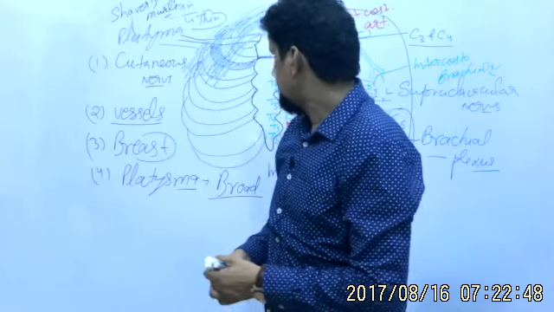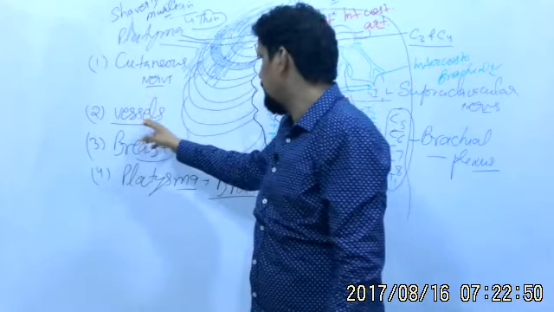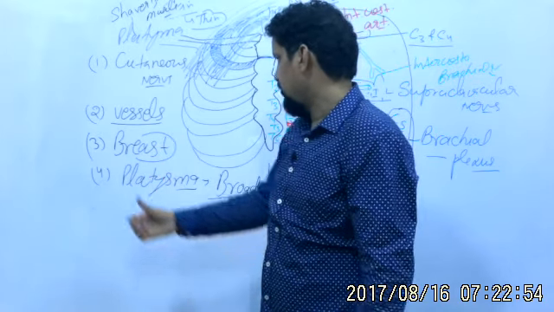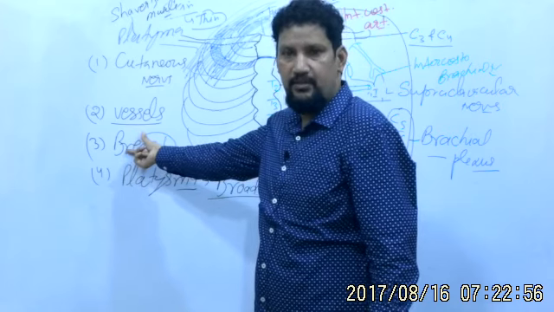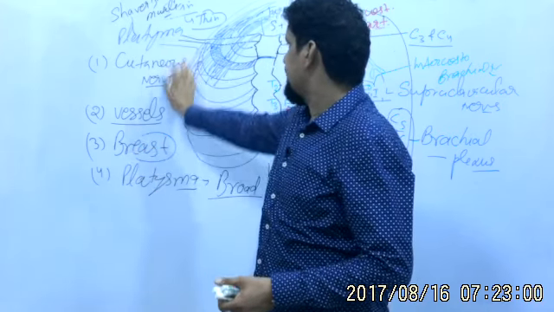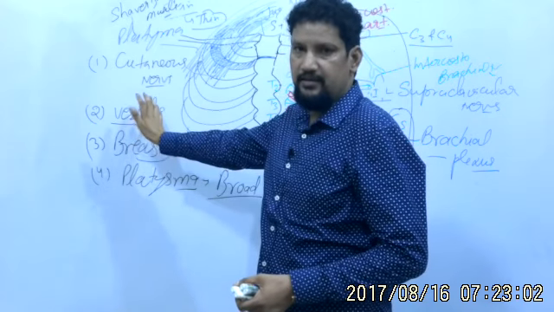So this was about the cutaneous nerves, vessels, and the platysma muscle. In the next lecture, I will talk about the very special modified organ of the superficial fascia of the pectoral region, the breast.